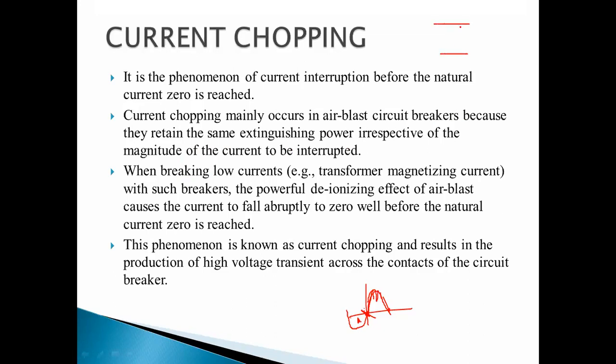Suppose these are the two contacts and this is your arc, then the air will be provided, so that this will break the arc, or they will extinguish the arc, so that the contacts will get separated easily. That is nothing but the air blast circuit breaker. So there are different types of these air blast circuit breakers also. The current chopping mainly occurs in air blast circuit breakers.